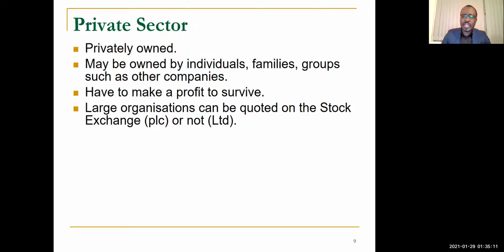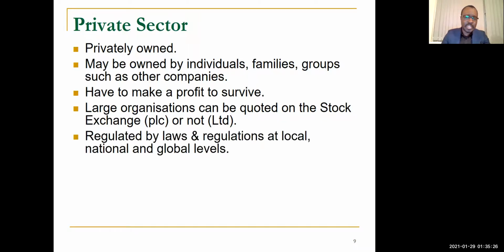So when you see PLC, okay, publicly limited companies, or LTD, these will tell you where to classify them. The PLCs are listed on the stock market. The LTDs are not listed. And most private sector organizations are regulated by laws and regulations both at the local, national, and at the global level.